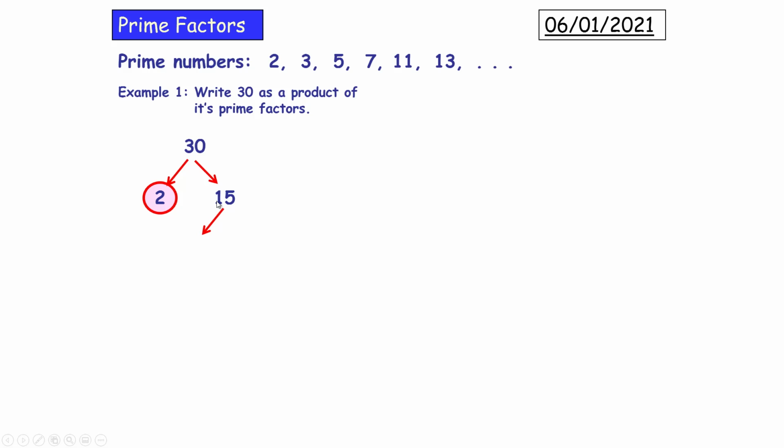Does 3 go? Well, 1 plus 5 is 6. That's in the 3 times table. So 3 definitely goes. 3 times 5 gives me 15. 3 is prime, but so is 5. So I can say 30 is equal to 2 times 3 times 5, and that's job done. Okay? There are no commonalities here. There's no number repeating itself. So that's the answer we write.